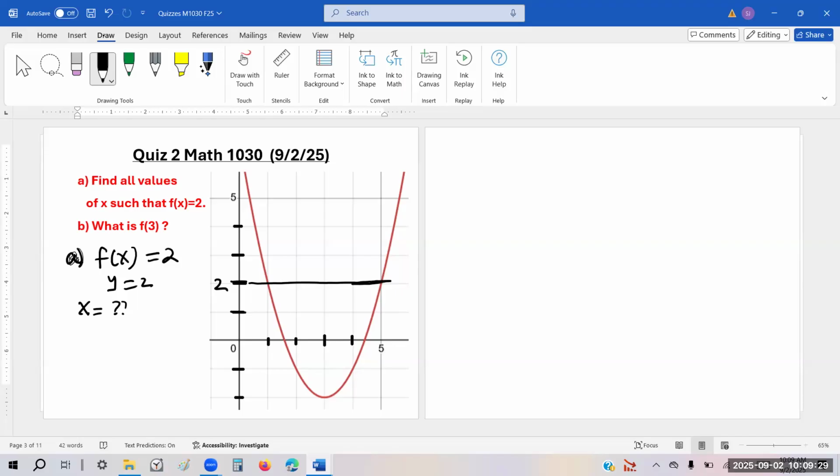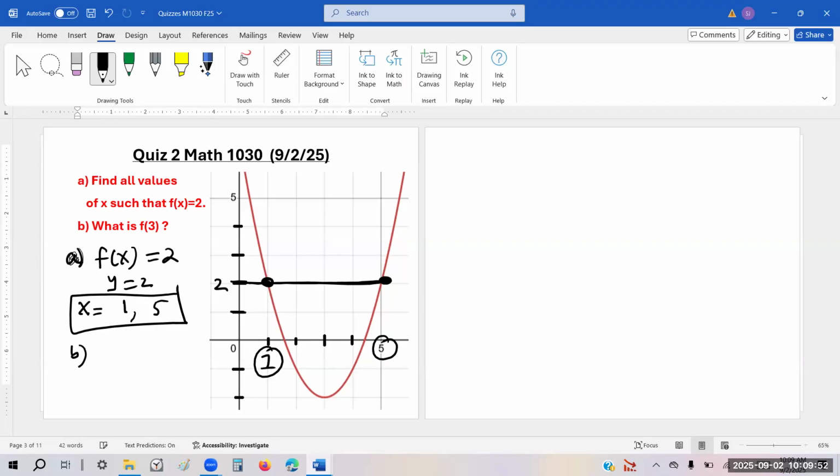So if you look at this line, how many x do you see in this line? 2. What are they? X equals 1 and 5. It is 1 and 5. Perfect. This is 1 and this is 5.